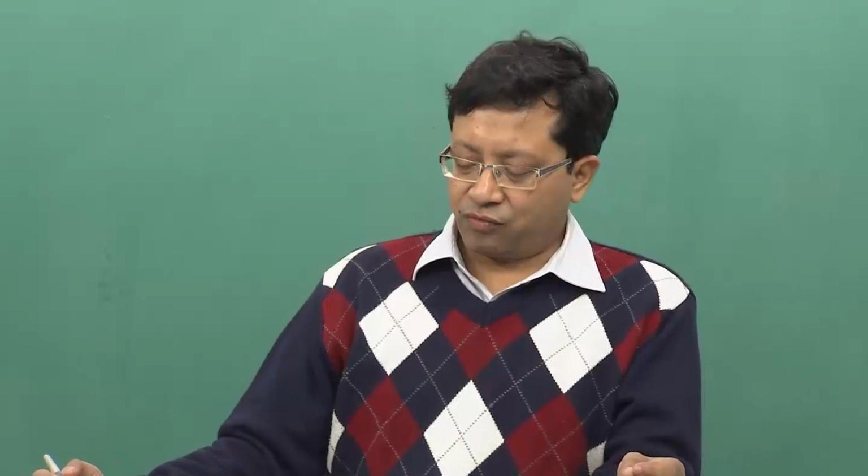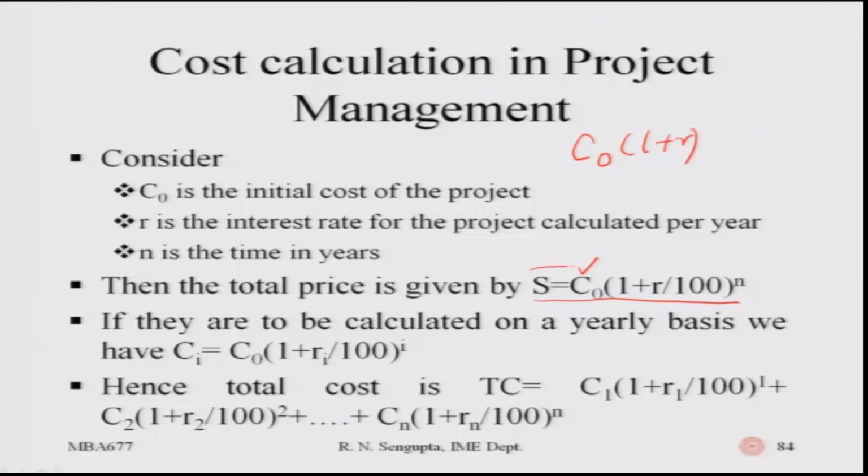So if you consider one of the simplistic methodologies to find out the overall value of the project, it will be calculated this way, because this is the increase in the value of the money, and this is the amount of money which you had in the initial stage. So hence the total price would be given by S, which is by this formula. If they are to be calculated on a yearly basis, then the per year calculation would come into the picture.